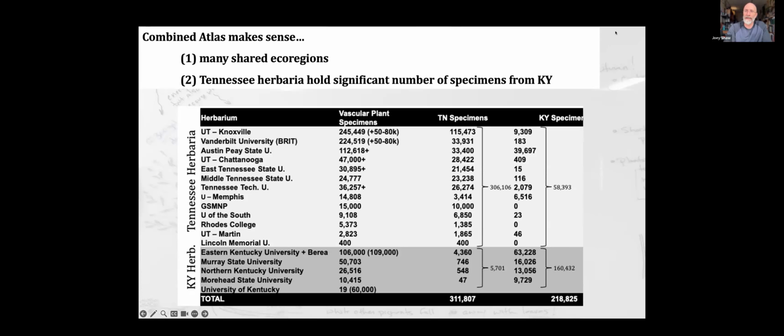Kentucky herbaria hold about 58,000 specimens, or at least at the time, 58,000 specimens of Kentucky collected plants. Or I'm sorry, Tennessee herbaria held 58,000 specimens of Kentucky collected plants, and Kentucky herbaria held 160,000 specimens of Kentucky collected plants. So when you think about that, there's a significant number of Kentucky collected specimens held in Tennessee herbaria. Again, another reason that a combined atlas makes sense.